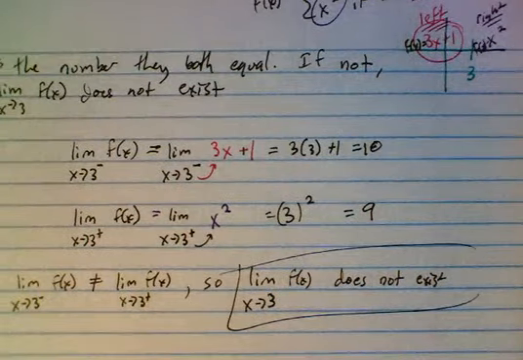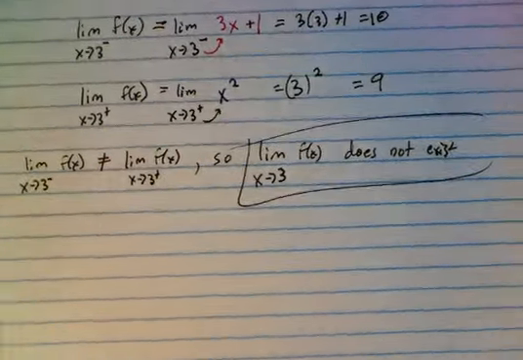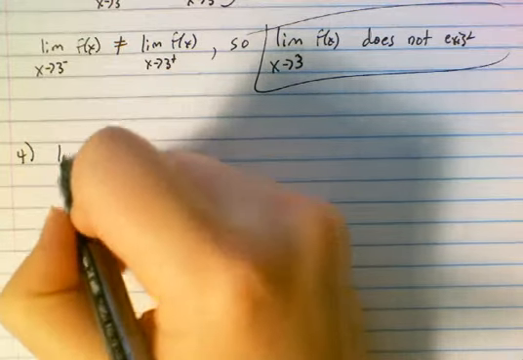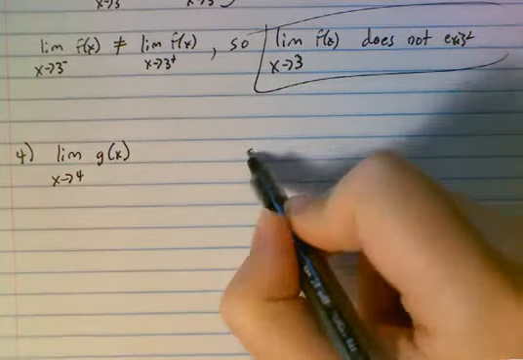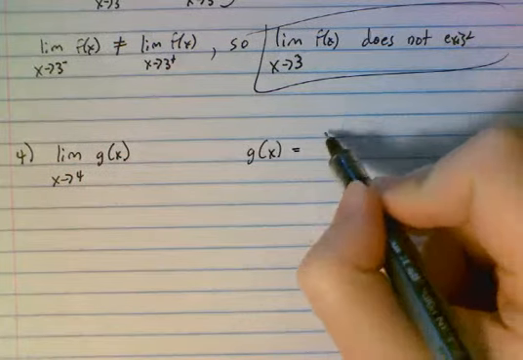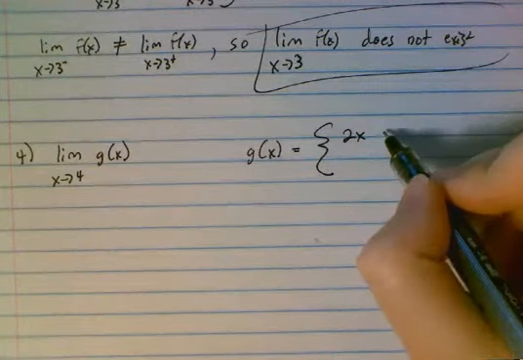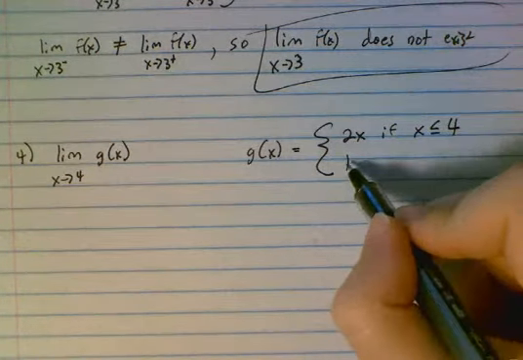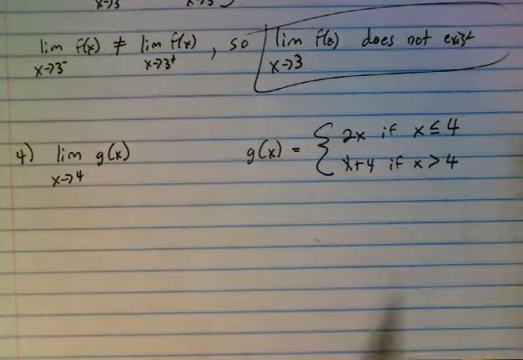Those are really the main ideas. We're going to just do a couple more examples with them, and then we'll be done with this lecture. Okay, so number 4, let's find the limit as x approaches 4 of g of x. And g of x, also a piecewise function, is going to be 2x if x is less than or equal to 4. It's going to be x plus 4 if x is greater than 4.